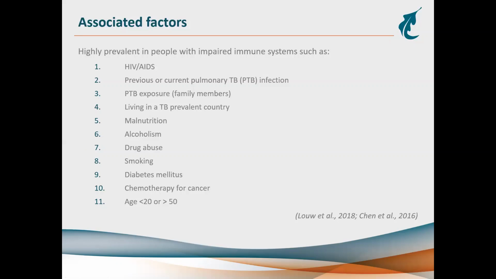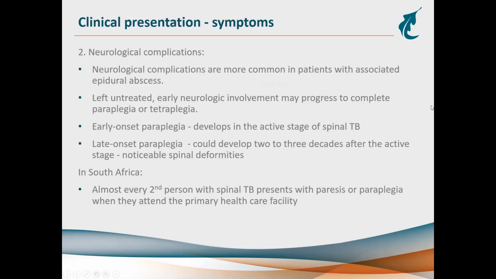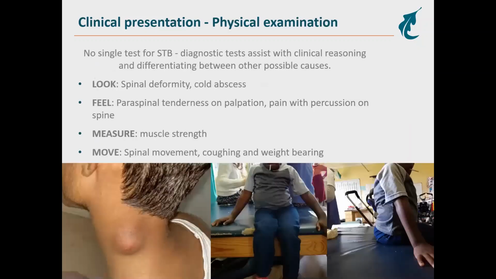If they're living in a TB prevalent country, so if they are living in Africa, that's already an associated factor. Malnutrition is also, as well as alcoholism, drug abuse, smoking, diabetes, chemotherapy for cancer, and anyone with back pain under the age of 20 or over the age of 50. So those are the associated factors.